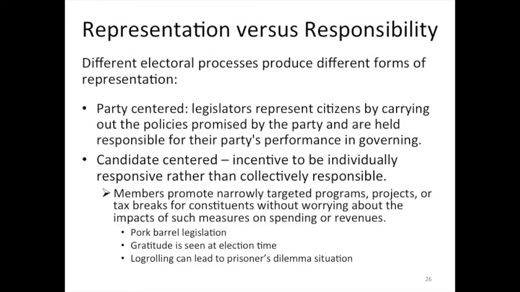Candidate-centered politics gives the incentive to be individually responsive to a very small, very specific group, rather than be collectively responsible. Candidate-centered politics may seem to be the better form of the two, from when we discussed it just a moment ago. But in candidate-centered politics, members tend to promote very narrowly targeted programs because they're only focused on one small constituency. So again, the result is narrowly targeted programs, projects, tax breaks for their constituents without really worrying about the impact of those measures on spending or revenues for the overall nation.